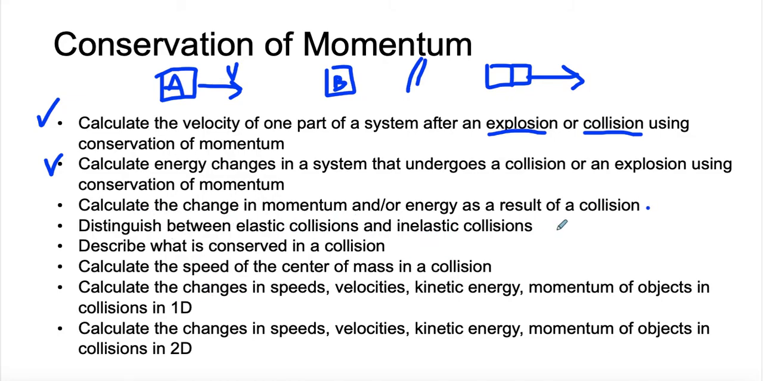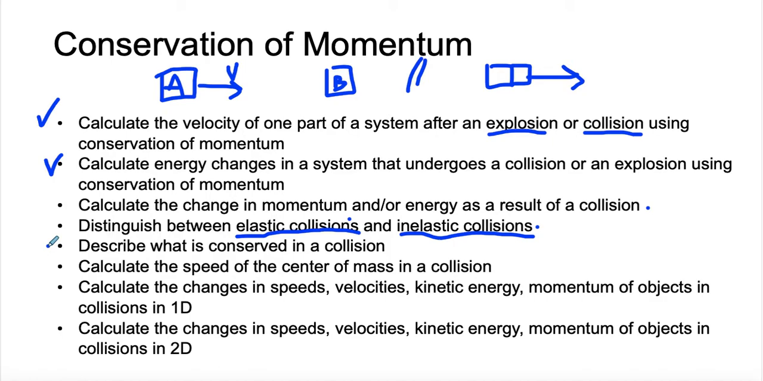Distinguish between elastic and inelastic collisions. So elastic collisions are when they bounce, and inelastic collisions are when they stick together. In elastic collisions, both energy and momentum are conserved. In inelastic collisions, only momentum is conserved, energy is not conserved. Some energy is going to be lost to heat. Next one is describe what is conserved in a collision. So it's either going to be momentum, or it's going to be momentum and energy. And so you have to describe that.